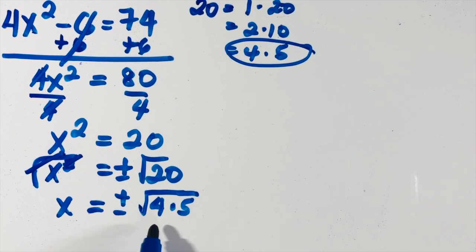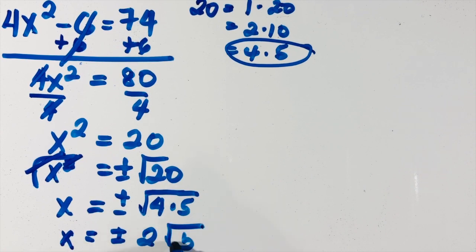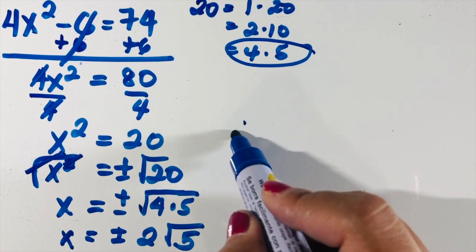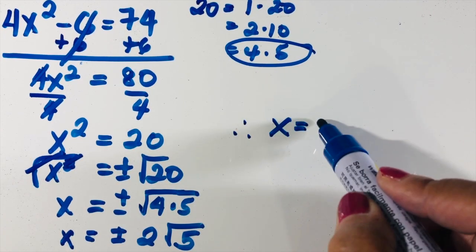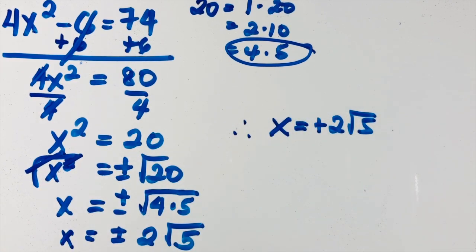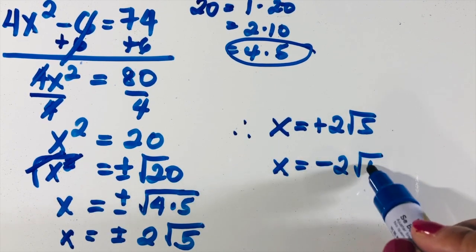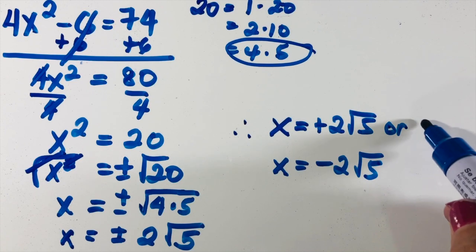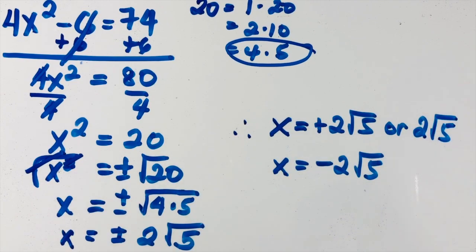So, which is perfect? That is 4. What is the square root of 4? That is 2. Is 5 perfect? No. So if it's not perfect, we will just leave it under the square root. Therefore, the values of x are positive 2 square root of 5 and negative 2 square root of 5. If you want, you can just write it as plus or minus 2 square root of 5 because they are the same.